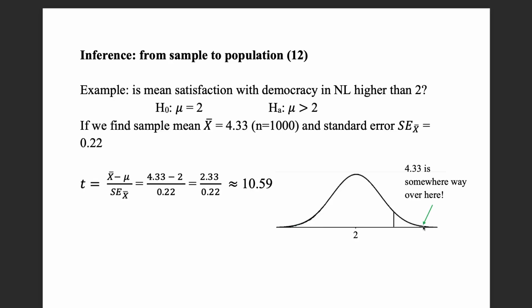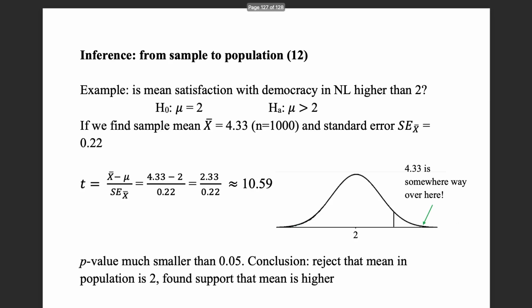And it's way over here somewhere, way outside of, let's assume we work with a significance level of 0.05, the area that would be called the area of rejection. So in this case, we get a super small p-value, which means that, being smaller than 0.05, we can conclude that we can reject the null hypothesis that the mean value in the population is 2. And that means that we found some support that it is in fact higher.